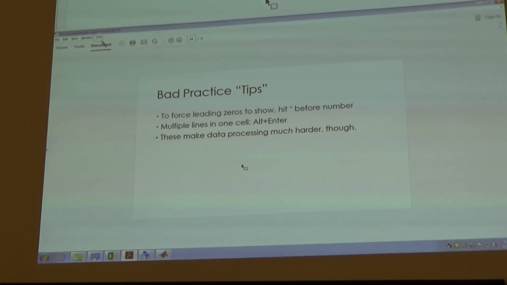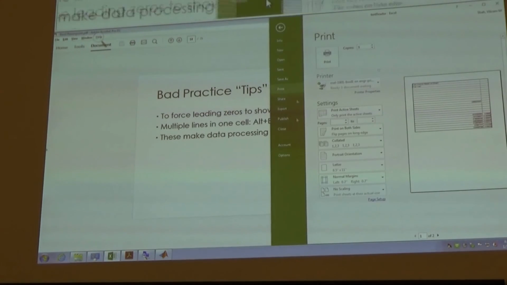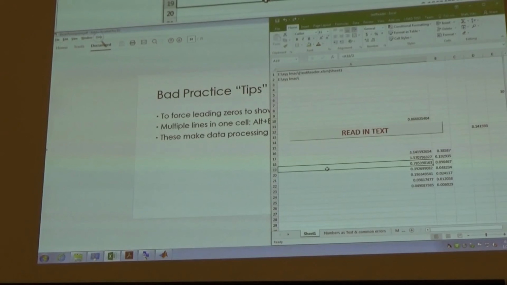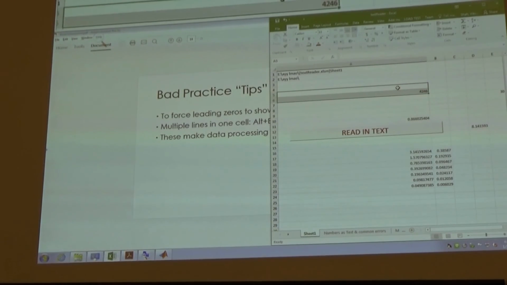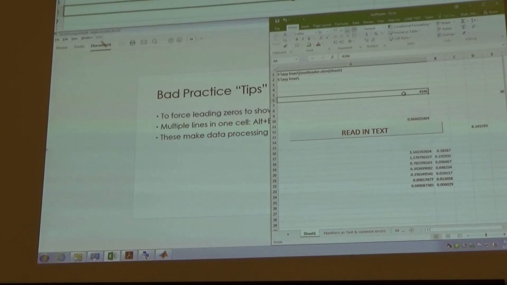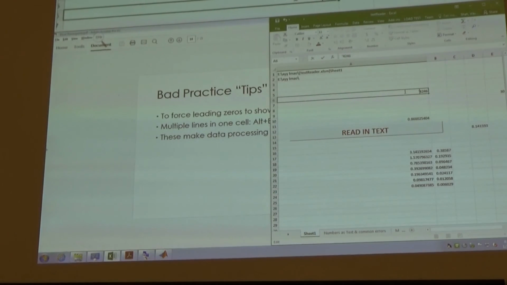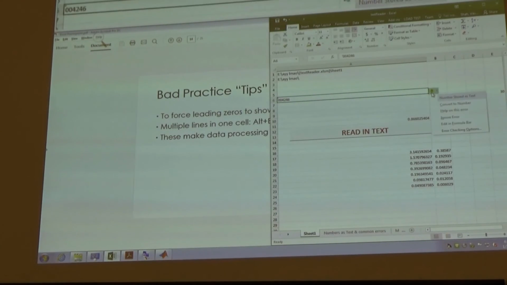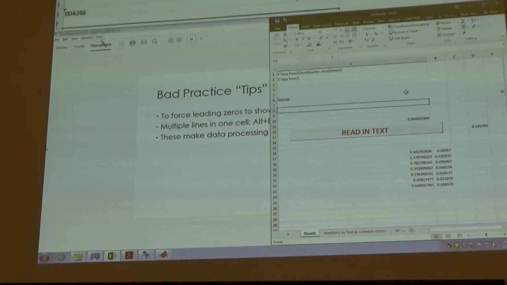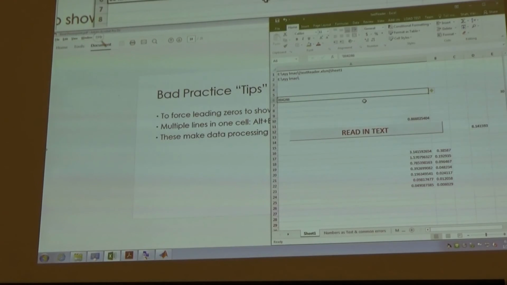But yeah, here are some bad practice tips. To force leading zeros to show, hit the apostrophe before the number. So say for example I want to type 004246. Well, that's not going to work because it gets rid of the leading zero. So what I want to do is hit apostrophe and then 0, 0, and it'll show me that. It gives me this error saying number stored as text, which you shouldn't manually realign. Leave it to the left, so you know.